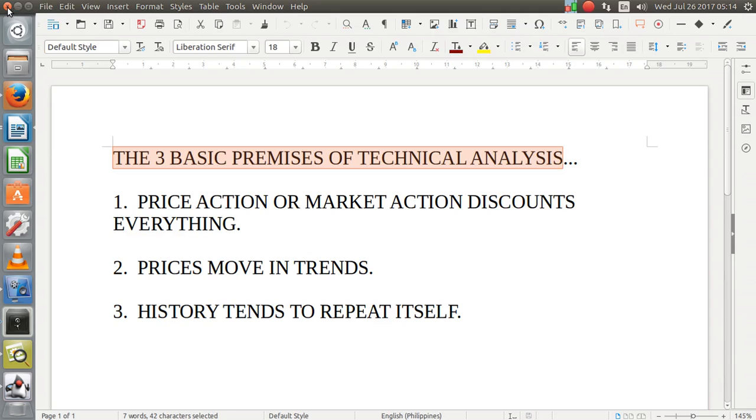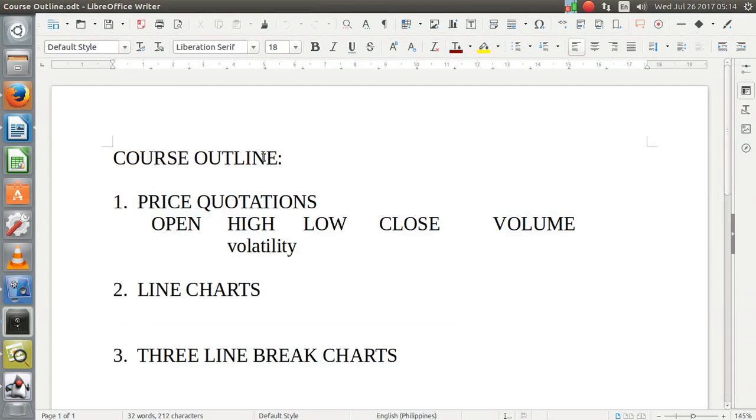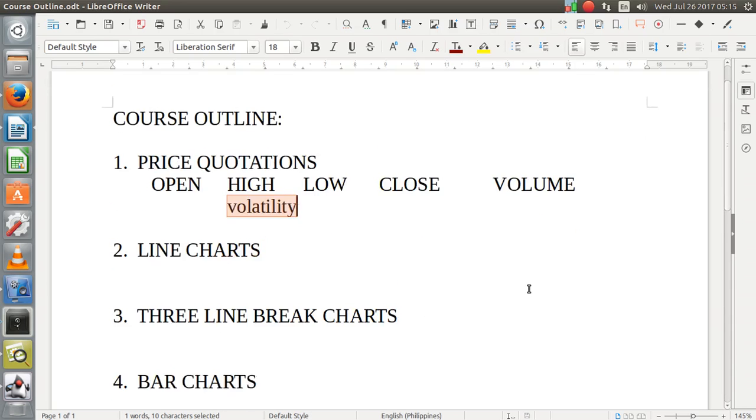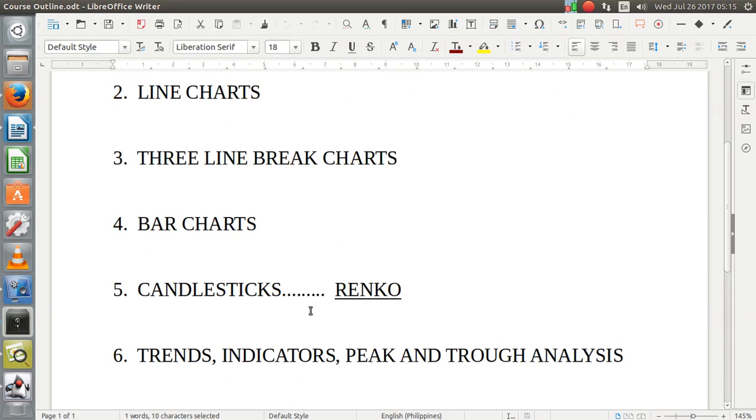Now let's check our course outline. We've already talked about the close, and we've talked a little bit about volatility with the ATR. I hope you remember that from the second video. We've talked about line charts and three-line break charts in the first video. Bar charts and candlesticks, that's what we're going to take today. Renko, we've talked about in the second video, as well as peak and trough analysis.